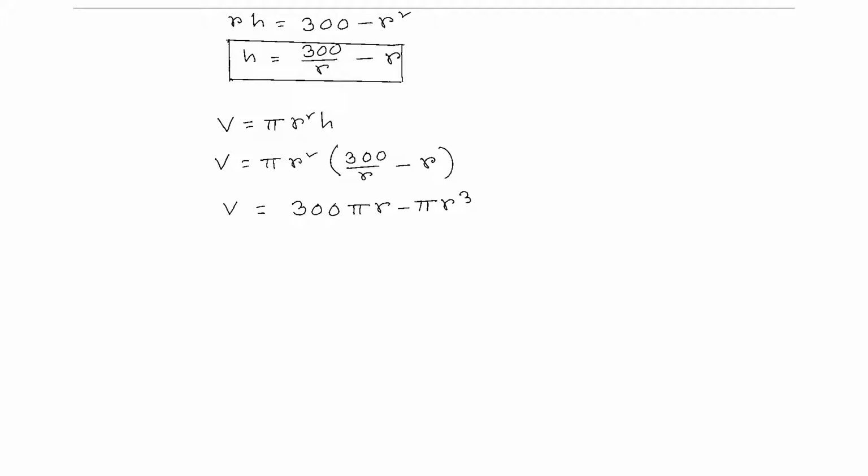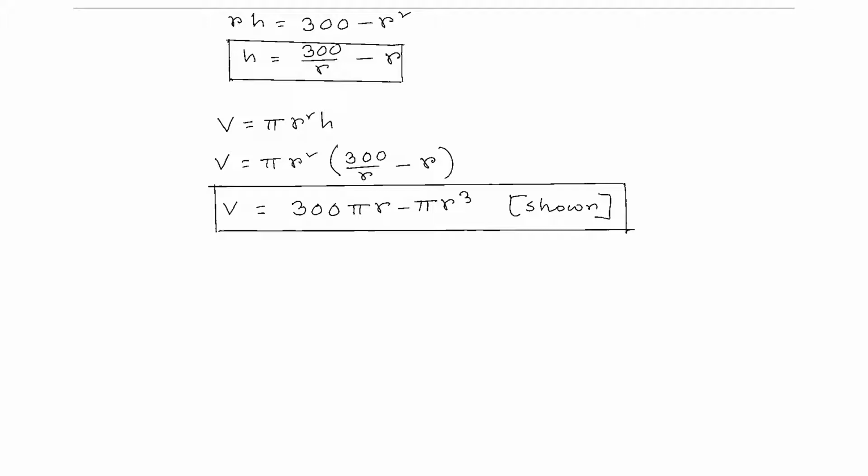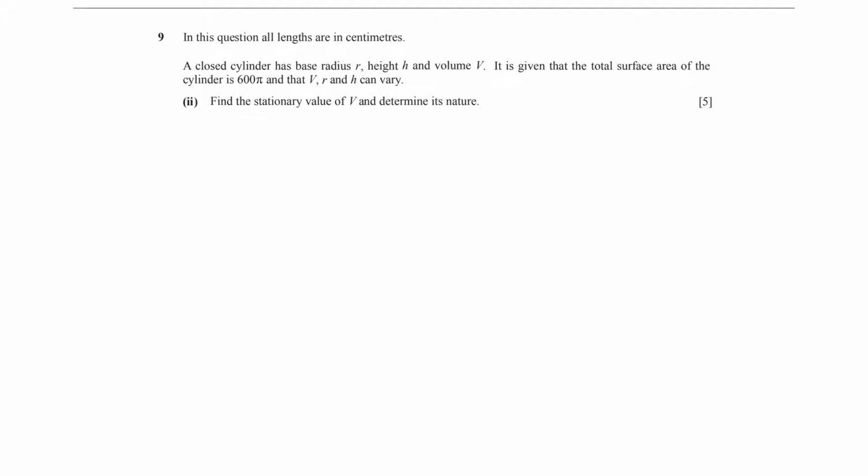So finally we have shown the volume can be written in the form of 300 pi r minus pi r cubed. Now let's move on to the second part of this question. Here we have to find the stationary value of the volume, and we have to find the nature of this volume, that is whether it is the maximum volume or the minimum volume. In this question it says that the volume V, radius r and h all can vary.